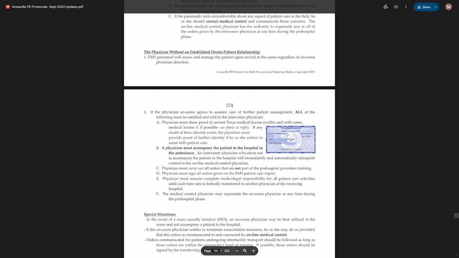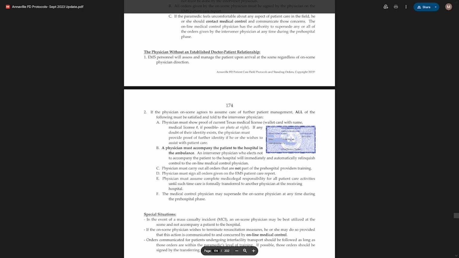The physician without an established doctor-patient relationship. For EMS personnel, they will assess and manage the patient upon arrival at the scene regardless of the on-scene physician direction. If the physician on scene agrees to assume care of further patient management, all the following must be satisfied and told to the intervener physician.